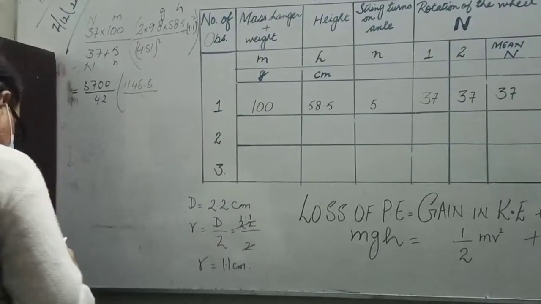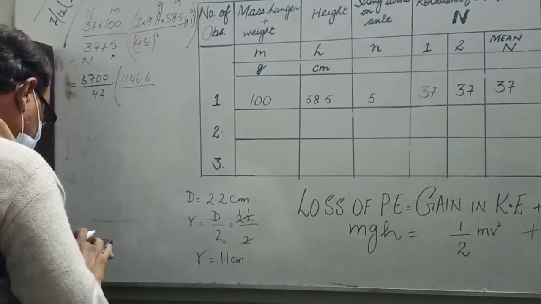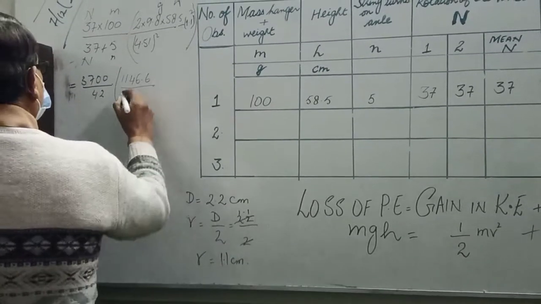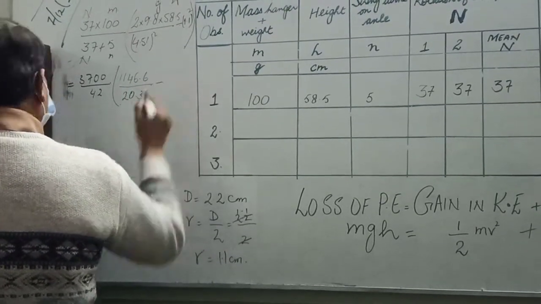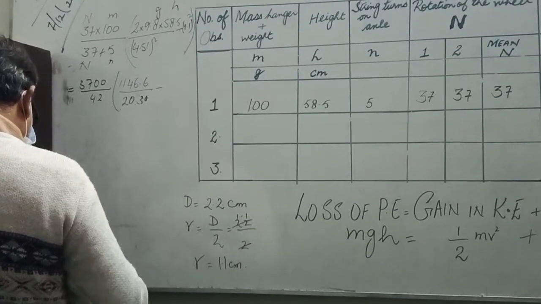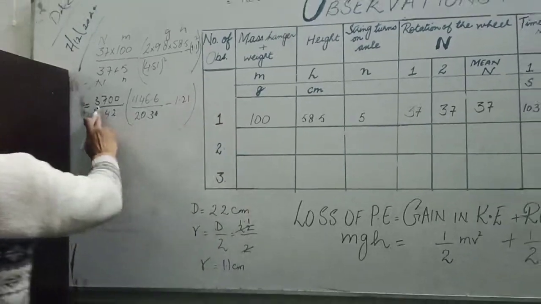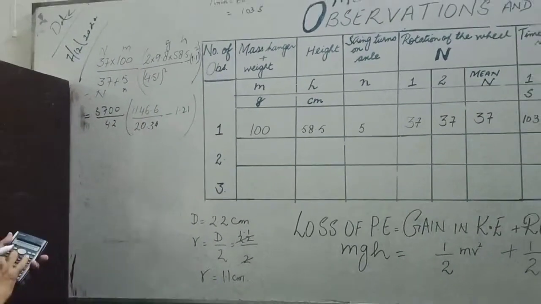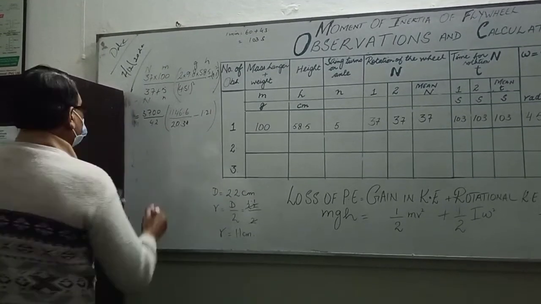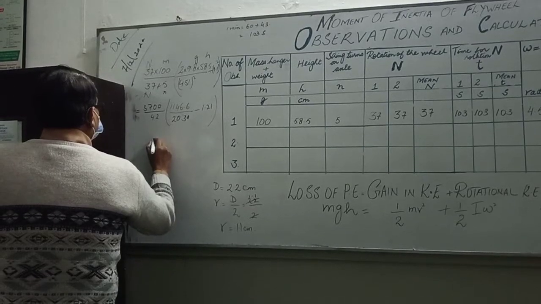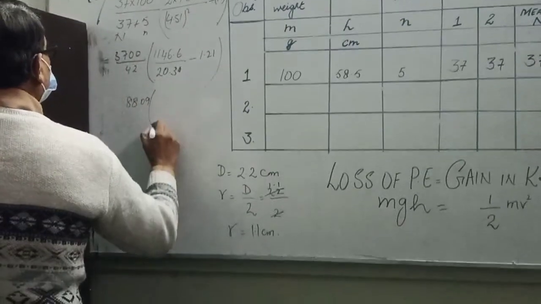46.6 divided by 4.1 square, that is 20.34 minus with the square of that one, it would become 1.21. First of all, we are going to divide this one. The 3700 divided by 42, we got 88.09.